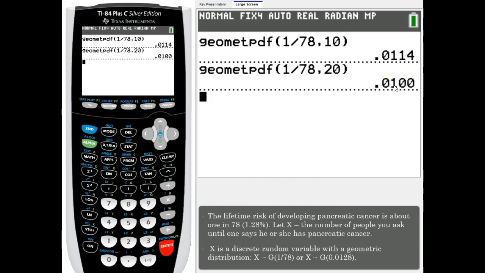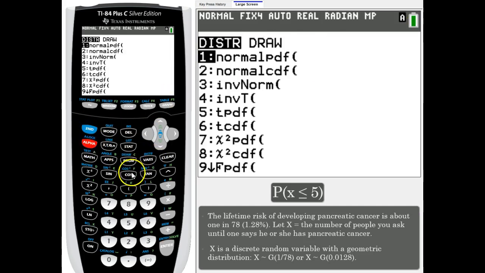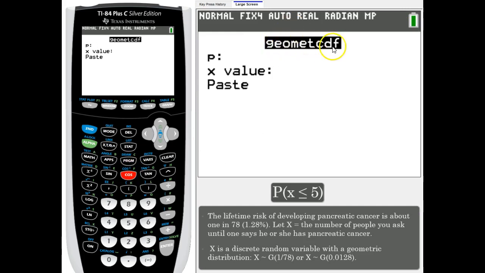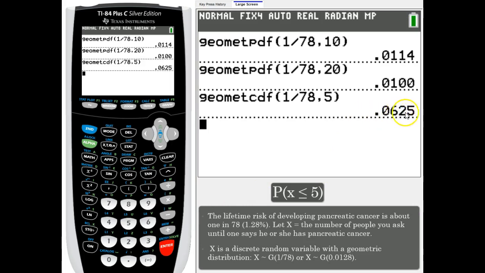What if I want to say, what's the probability that it will take me fewer than 5 people? Now if it says fewer, I need to use CDF. So second vars alpha F will get me to geometric CDF. My probability is exactly the same. My X value this time, I said less than 5, so my X value is 5. And it's 0.625. What this does is it does the calculation if X was 0, if X was 1, if X was 2, if X was 3, if X was 4, and if X was 5, and adds those values up for us.